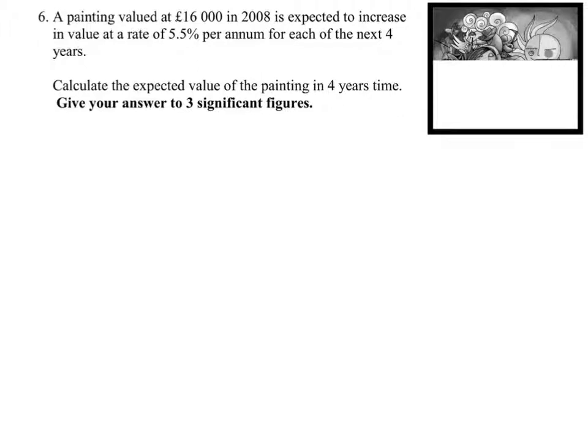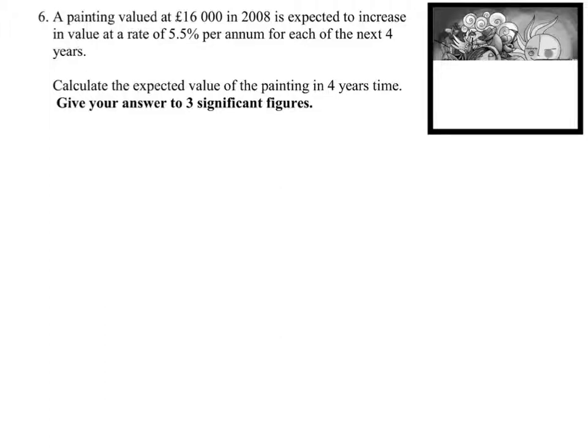Question number 6. We're told a painting valued at £16,000 in 2008 is expected to increase in value at a rate of 5.5% per annum, which means per year. And it's going to do that for each of the next 4 years. The question asks us to calculate the expected value of the painting in 4 years' time. Then, quite importantly, it asks us to give our answer to 3 significant figures. So we'll need to remember to ensure to do that at the end.